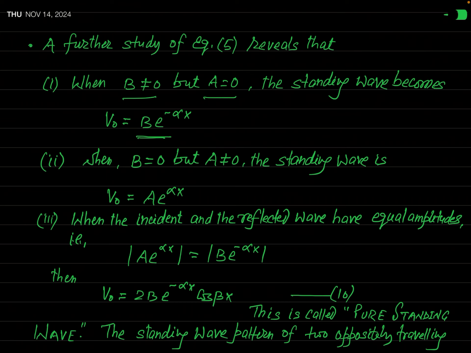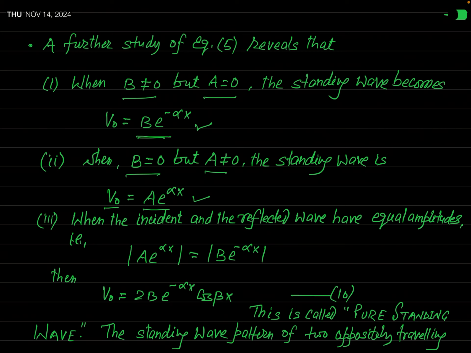But if you consider just the opposite situation, if you take B equal to 0 but A is not equal to 0, then what will be the standing wave? Then the standing wave is V naught equal to A times e to the power alpha x. This is an exponentially growing wave. This is an exponentially decaying wave, and this is an exponentially growing wave. There will be an increase in the value of V naught.